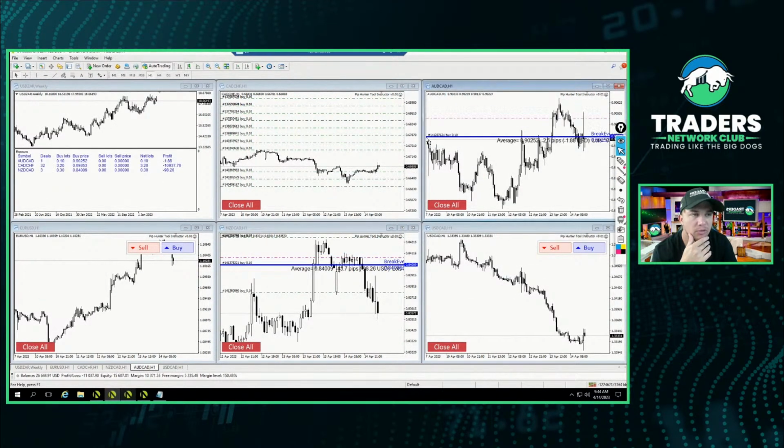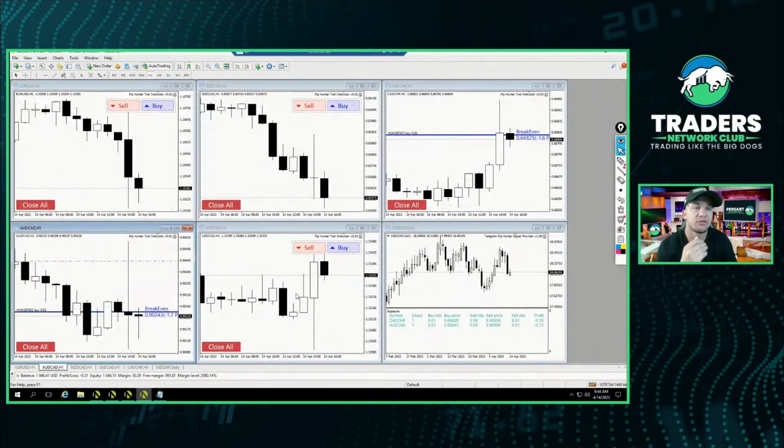And just like that, if you have multiple accounts, look how fast I can get in a trade on other accounts, MT4 accounts as well, by just going ahead and clicking a button. It's just quick and easy, just like that.